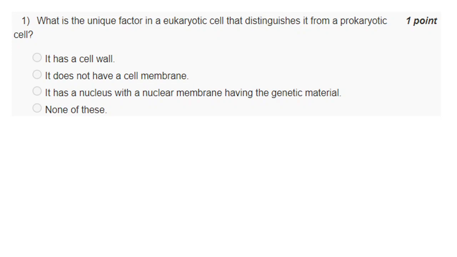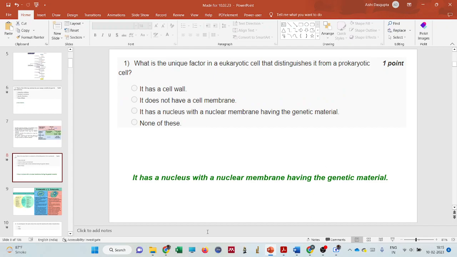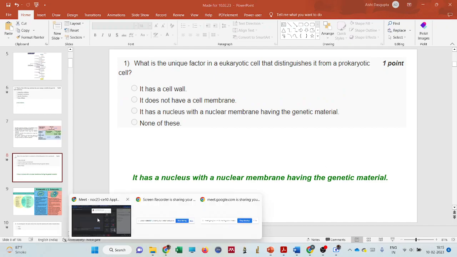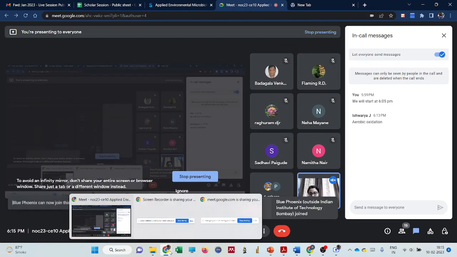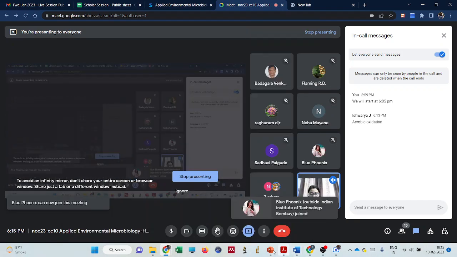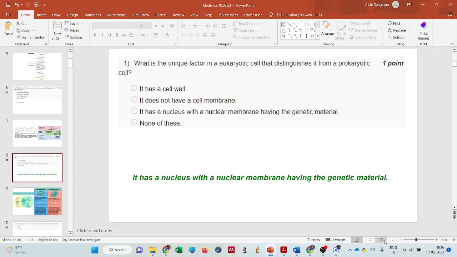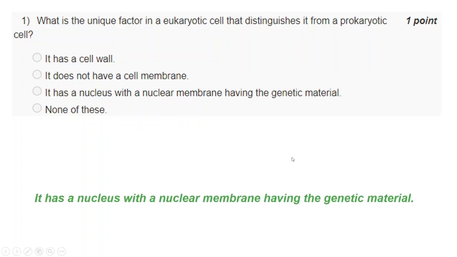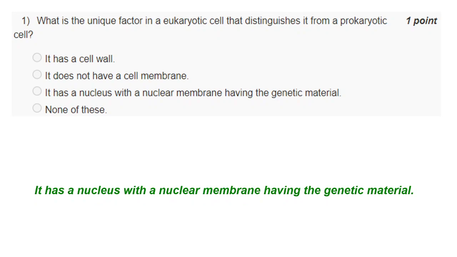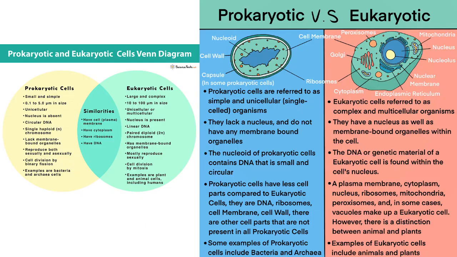Option 3. Yeah, it has a nucleus. It has a nucleus with a nuclear membrane having the genetic material. Obviously, eukaryotic cells are much more developed than prokaryotic cells. They have a properly developed nucleus with a membrane surrounding it, and that is why this is one of the most unique factors that separates the eukaryotic cell from the prokaryotic cell.